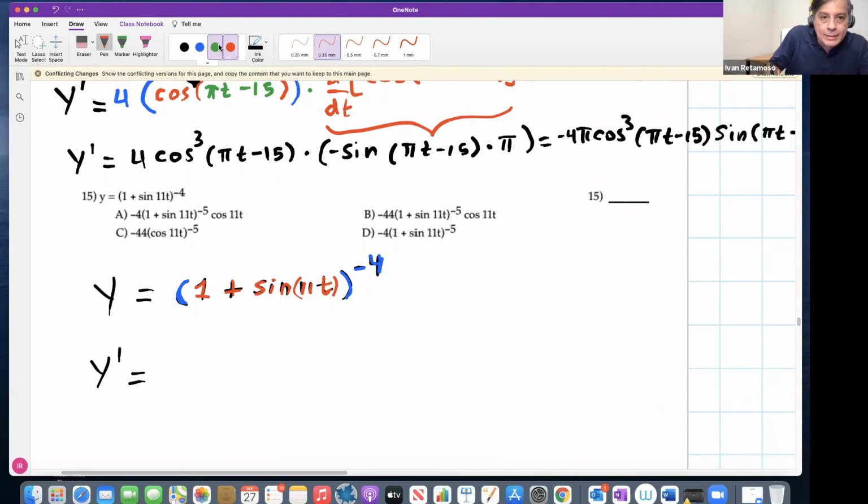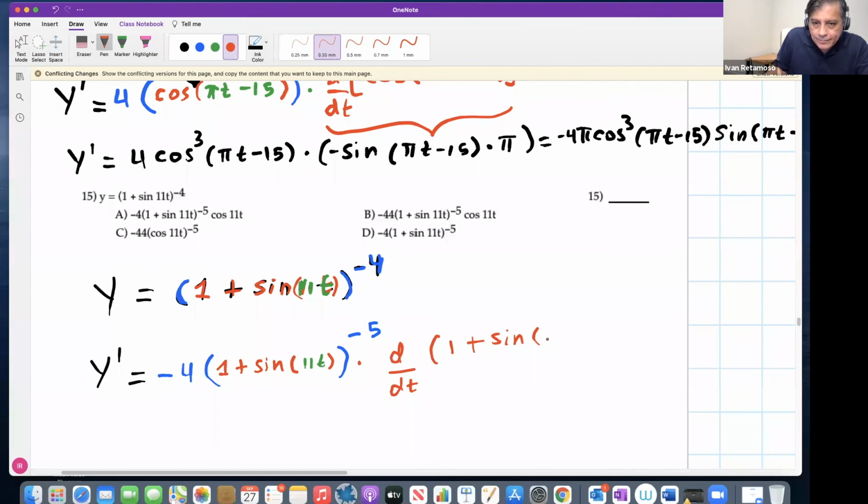Maybe I should write this in green so you can see that this is another function there. All right, let's start the derivative. The derivative of the outside function will be -4 times -4 minus 1, -4 minus 1 is -5. You keep this inside, right? 1 plus sine of this guy. But notice now that you have to multiply by the derivative of this guy, right? Which shouldn't be difficult to find. 1 plus sine of 11t here.